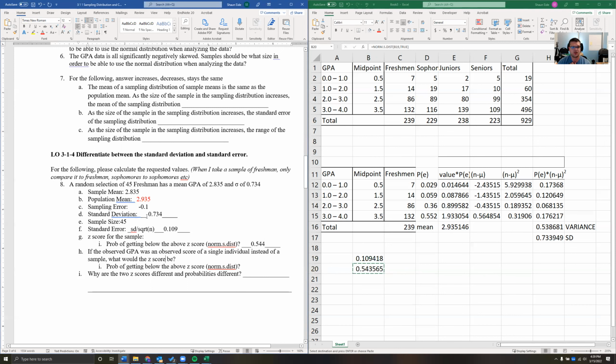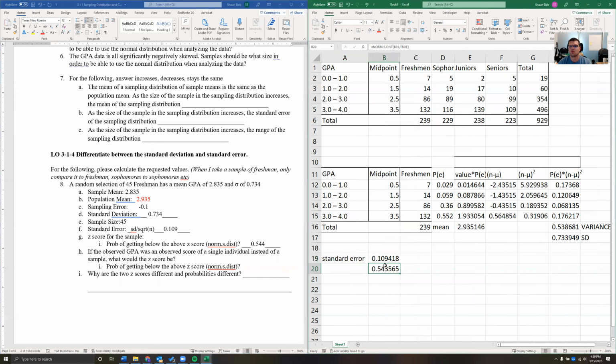A big thing here is instead of dividing it by the standard error, you're just dividing it by the standard deviation. So you're taking the sampling error. Whoops, this right here is the standard error. What did I do here? Yeah, standard error. Why did I do this? Standard error. Now I need to get the z-score. So the z-score, I'm sorry, I'm just losing my mind. It's the sampling error divided by standard error. So sampling error is negative 0.1.